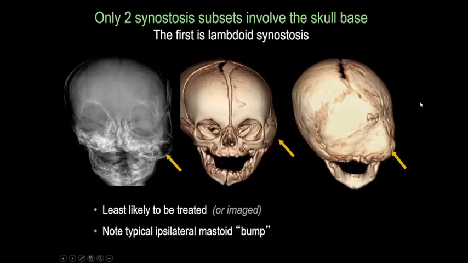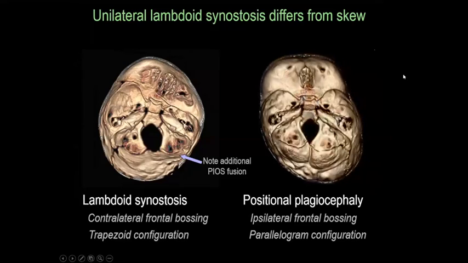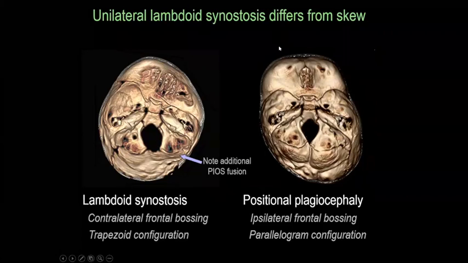Unilateral lambdoid synostosis differs from skew malformation, and the way it does that is that in lambdoid synostosis you have contralateral frontal bossing, and in positional plagiocephaly you have ipsilateral frontal bossing. You get a trapezoid configuration if you drew lines all the way across, and here a parallelogram. And note the additional fusion of the posterior intraoccipital synchondrosis here.